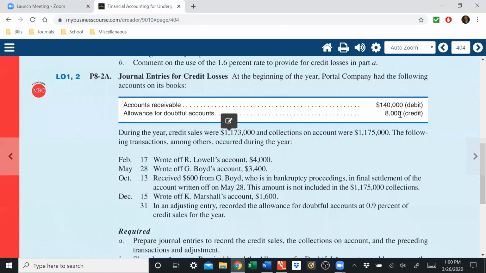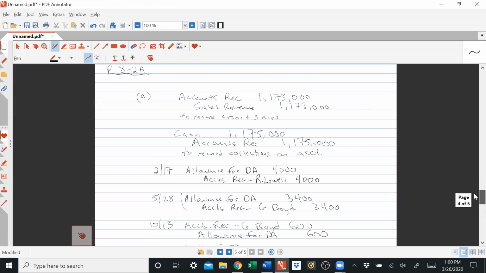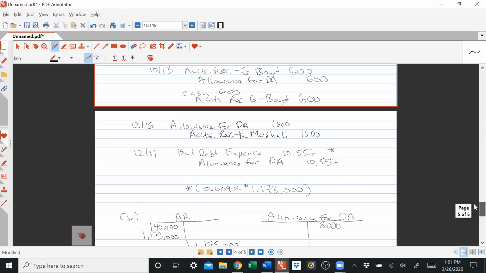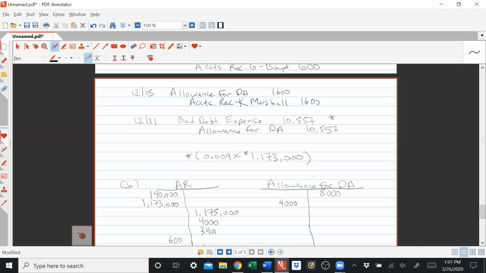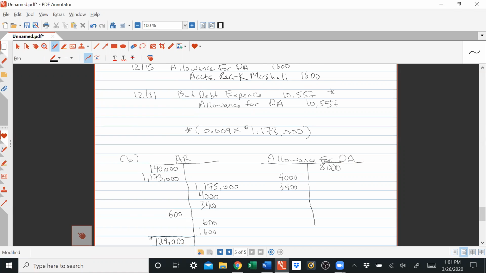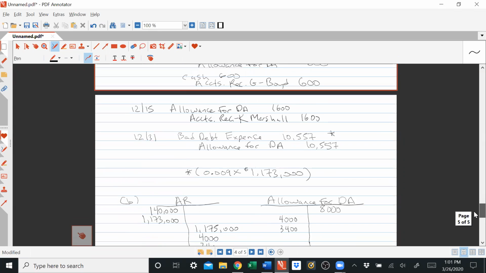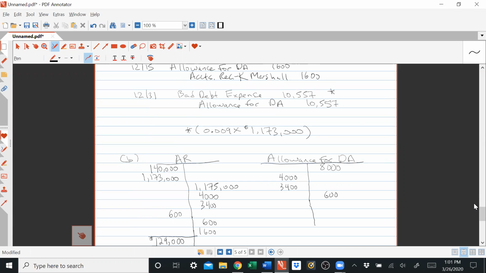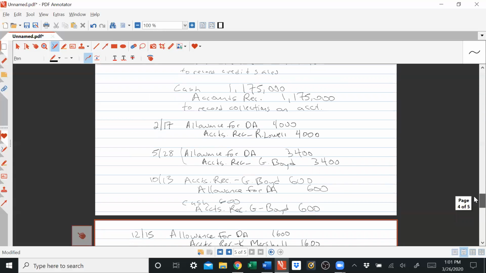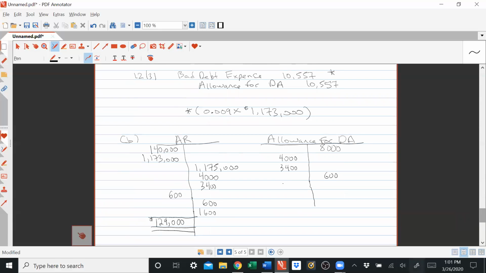The allowance account starts the year with an $8,000 credit balance right here, you see? So let's go do the same thing in the allowance account. What happened in the allowance account? On February 17th, we decreased the allowance account by $4,000 because we wrote off an account. Then on May 28th, we decreased the allowance account by $3,400 right here. And then on October 13th, we increased the allowance account by $600 for G. Boyd to reinstate G. Boyd's account. And then on December 15th, we wrote off K. Marshall's account. So we wrote off the $1,600 of the allowance as well.